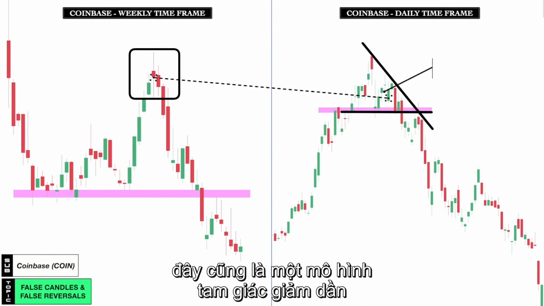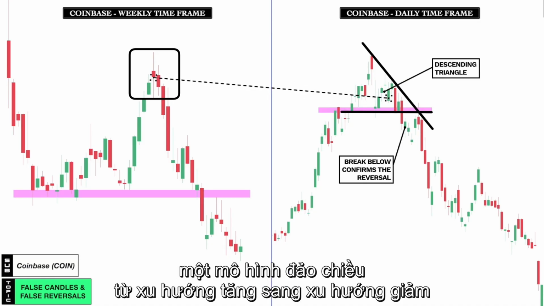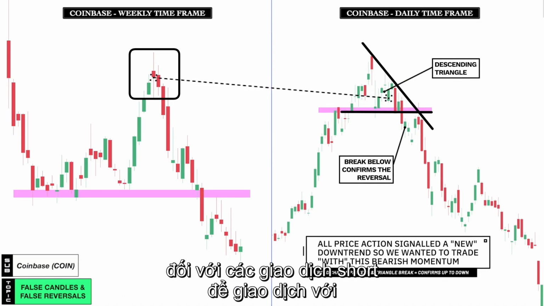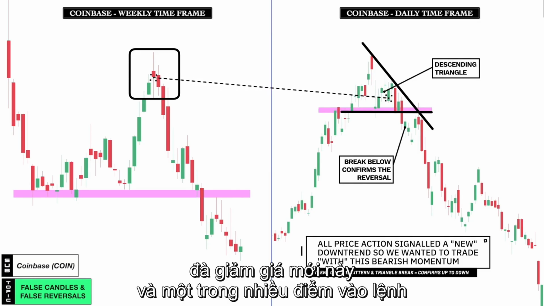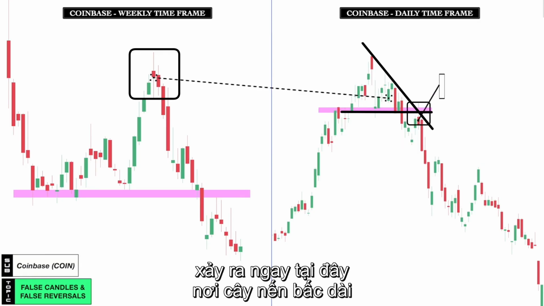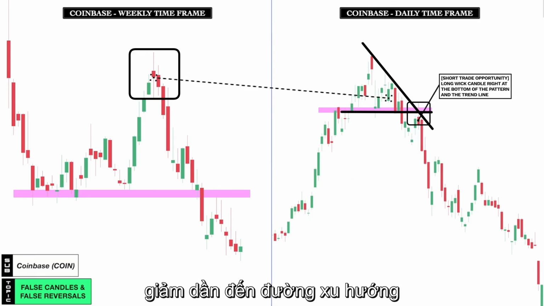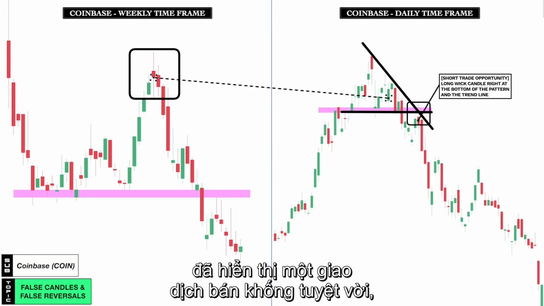This is also a descending triangle pattern before price broke below, which is again a reversal pattern from an uptrend to a downtrend. So we were strictly looking for short trades to trade with this new bearish momentum. And one of many entries that we took along the way down occurred right here, where the long wick candle pulled back to the bottom of the descending triangle to the trend line, which presented a great short trade.